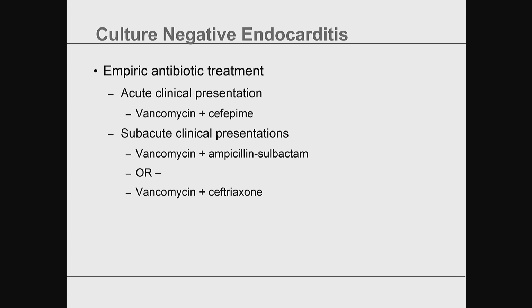And so the empiric antibiotic treatment for acute clinical presentation is vancomycin plus cefepime. But if the patient has a subacute clinical presentation, then it's recommended vancomycin plus ampicillin-sulbactam or vancomycin plus ceftriaxone. The reason for the difference is that for the subacute clinical presentations, we think more about the HACEK organisms, and so we want to target those. As compared to acute clinical presentations, we're not as concerned about those.